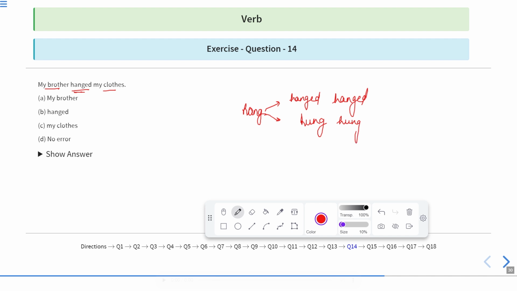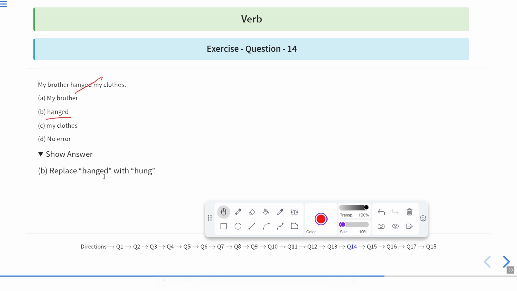Now if we just simply put the clothes on the wall, or on the door, or hang the clothes anywhere, or hang the painting on the wall, we use this line, that is hang, hung, hung. But if someone has been sentenced to be hanged till death, it should be hang, hanged, hanged. So this is the death part and this is the casual way of using hang. Okay. So of course my brother has hung my clothes, not hanged my clothes. So this hanged should be replaced with the word hung. Okay. So here replace hanged with hung.